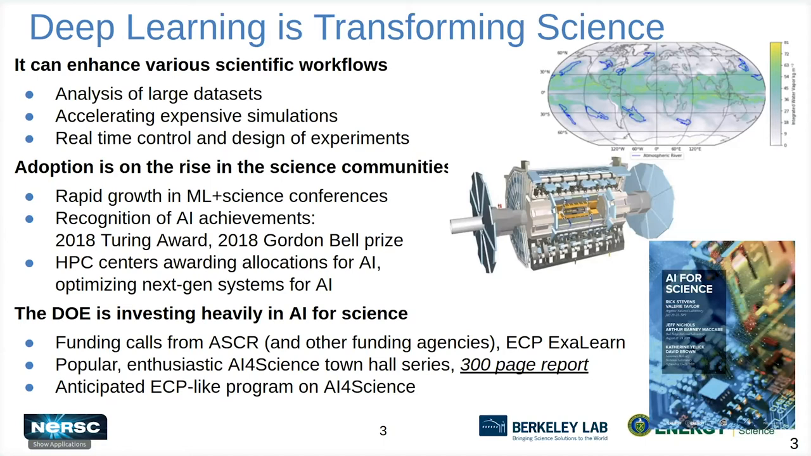As you all know by now, deep learning is on the way to transforming science. There's a lot of excitement about the potential of deep learning for solving so many problems that we can't solve using traditional methods, and some of them where deep learning will help us do it faster. I won't go through the list of things here, but I just want to highlight that in the sphere of the DOE, there are a lot of big investments that are either already here or coming for different applications of deep learning to the various sciences that the DOE is involved with. And there is a 300-page report that came from the town halls on AI for science.